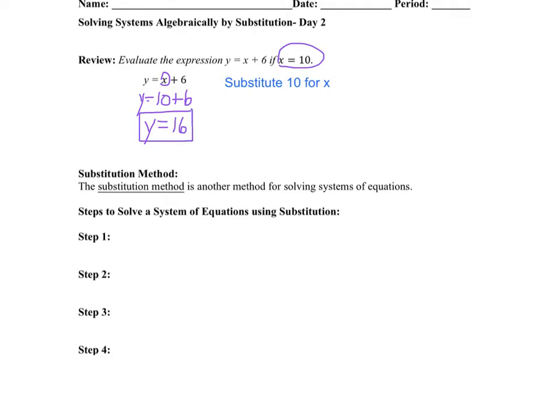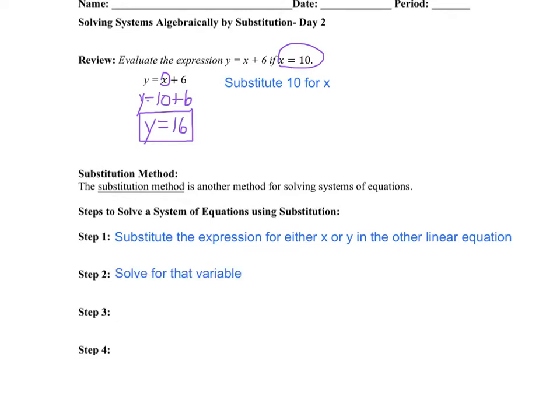So the substitution method is another method for solving a system of equations. And there are 4 steps to solve a system of equations using substitution. Step 1, you want to substitute the expression for either x or y in the other linear equation. Step 2, you want to solve for that variable.